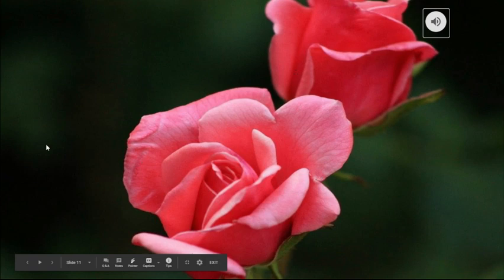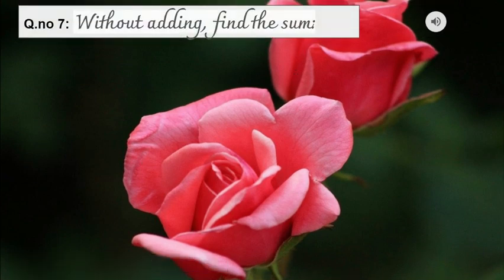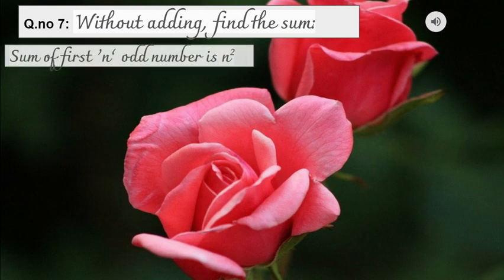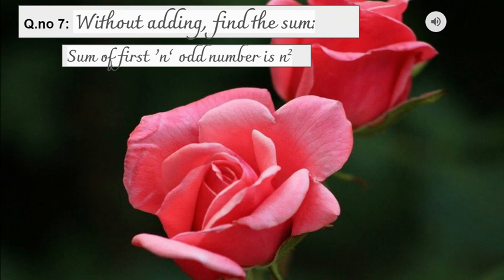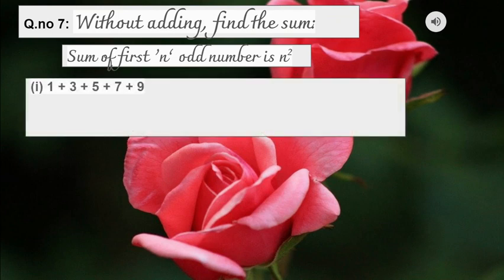So here, question number 7: without adding, find the sum. We have to find the sum, but we are not adding it. So it's also one pattern only that you already saw in introduction part 1, the patterns. Isn't it? Sum of first n odd numbers is n square. So see, the first question is 1 plus 3 plus 5 plus 7 plus 9. These all are odd numbers starting with 1, isn't it?